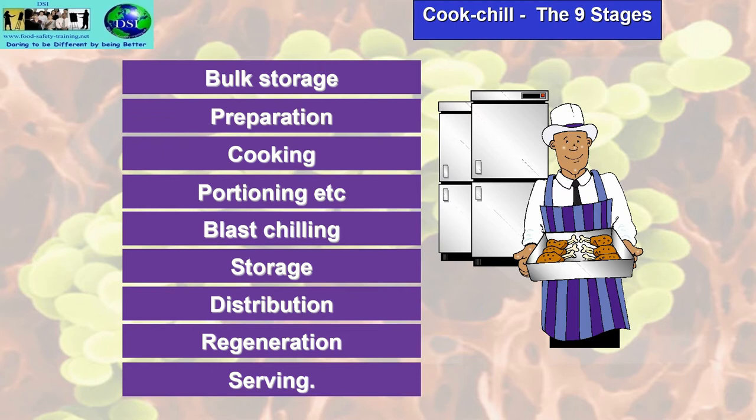Then distribution, using clean food safety transport. Then the food is regenerated. I did say storage at frozen. This is cook chill, so there won't be any freezers involved. It'll just be storage in fridges. Regeneration then to above 75 degrees C and serving as quickly as possible.